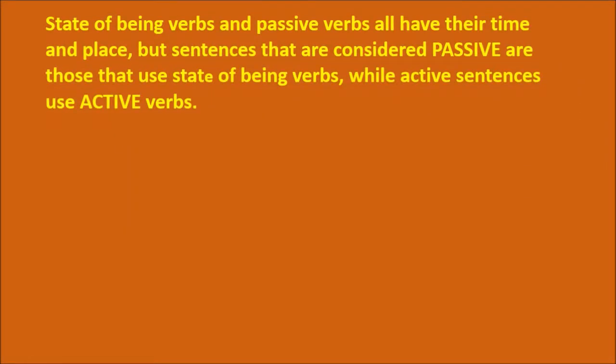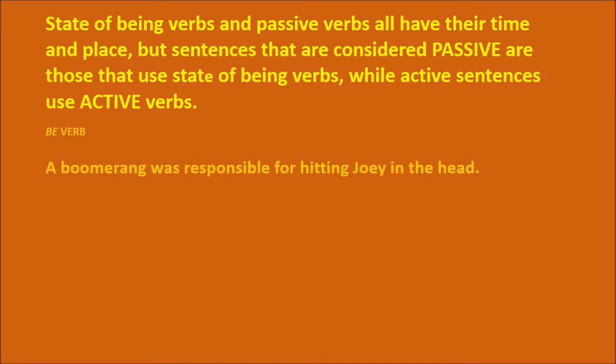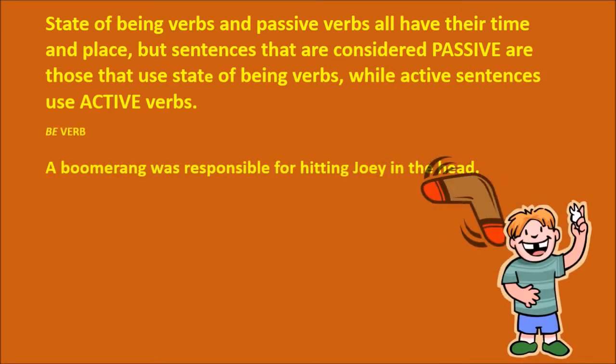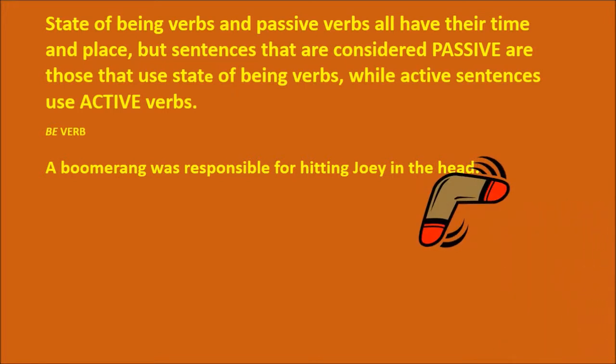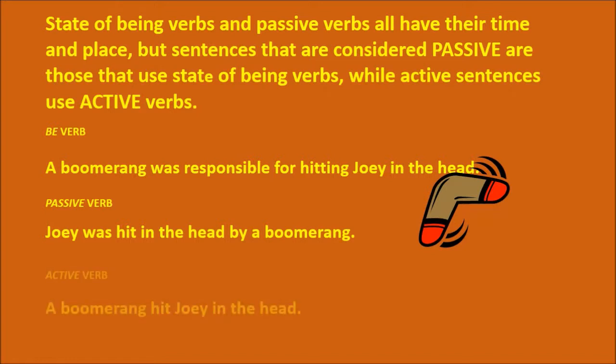Stative being verbs and passive verbs all have their time and place, but sentences that are considered passive are those that use stative being verbs, while active sentences use active verbs. A be verb: a boomerang was responsible for hitting Joey in the head. Passive verb: Joey was hit in the head by a boomerang. Active verb: a boomerang hit Joey in the head.